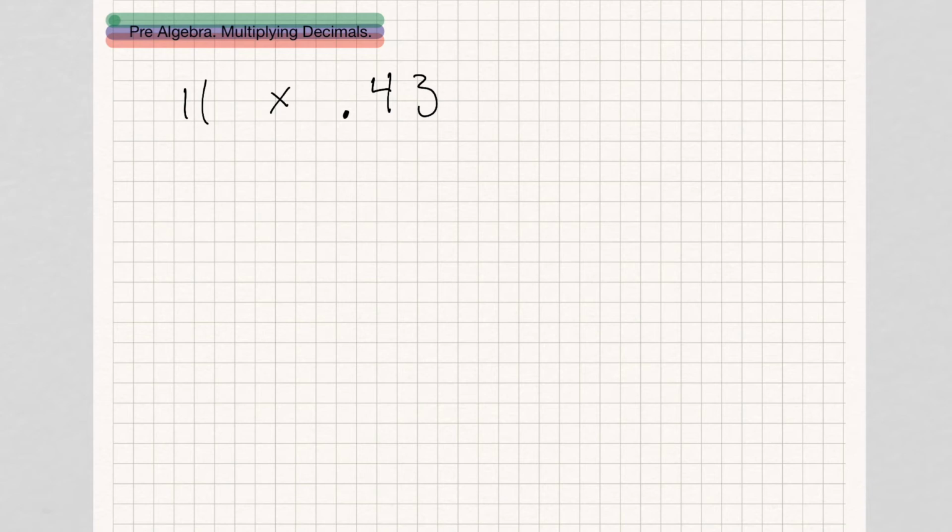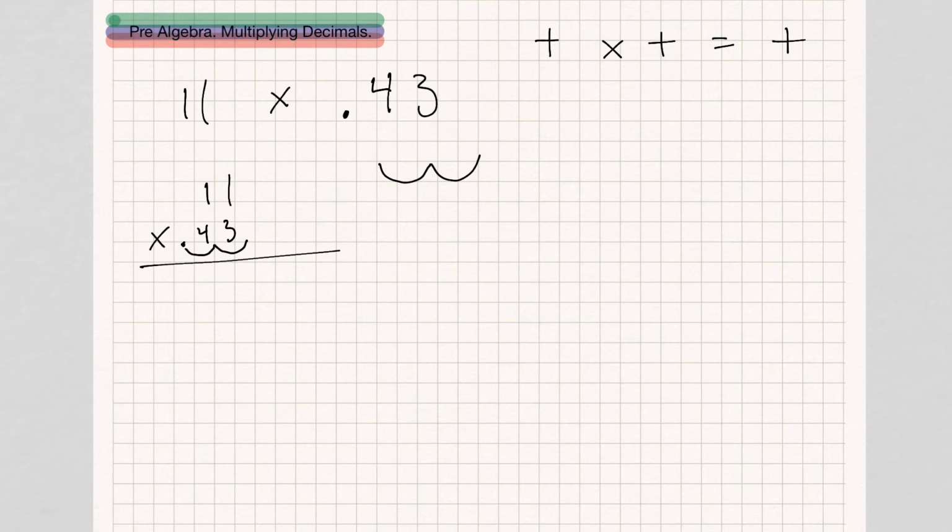Okay, so once again here we have 11 times 0.43. Once again we have a positive times a positive. That's going to give us a positive answer. You want to set it up 11 times 0.43, and we want to take this decimal out 1, 2 places. So I usually draw 1, 2 just to remind myself. Let's do it over here: 11 times 43.